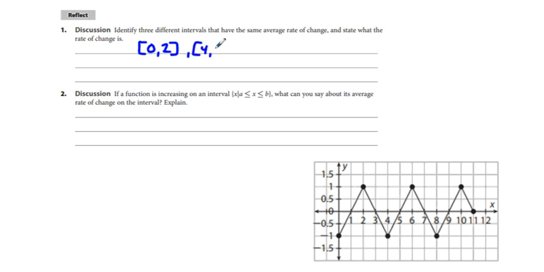Four comma 6, and one last interval where we have that same average rate of change between x equals 8 and x equals 10.